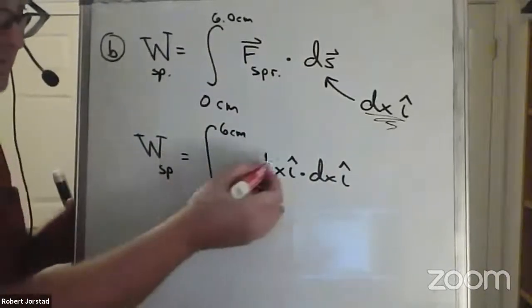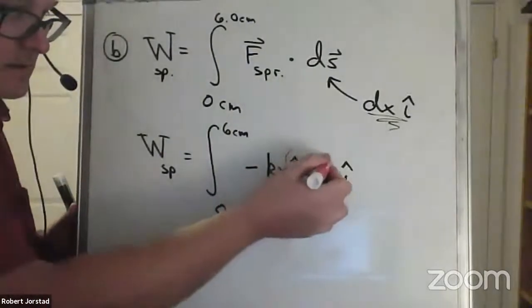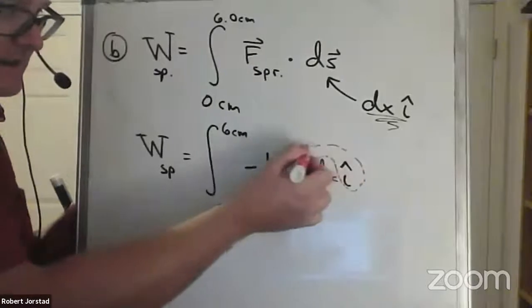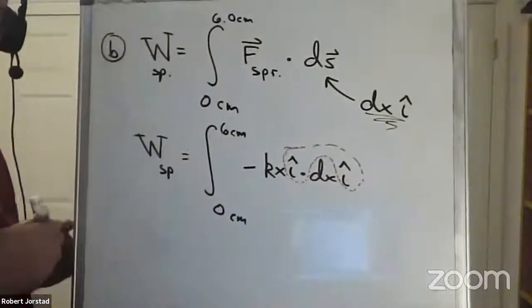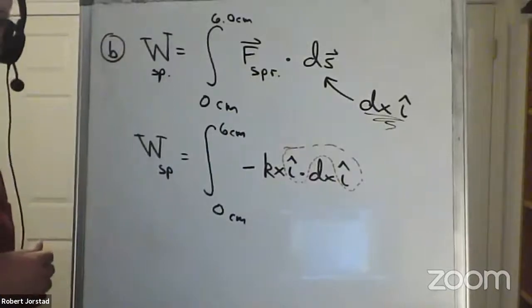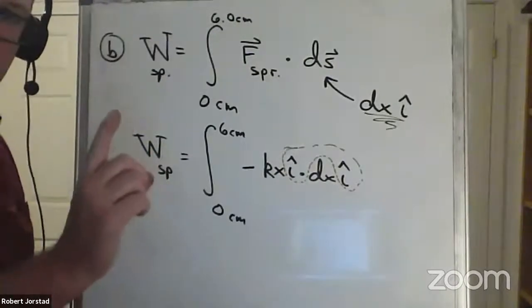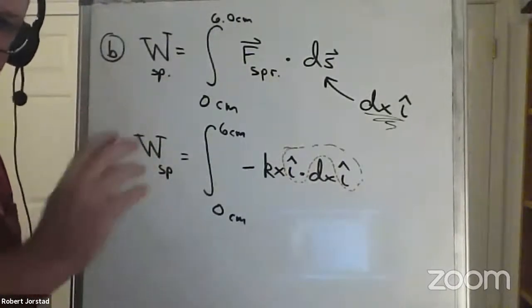Now look at this. What's I hat dot I hat? Isn't it a 1? It is. I hat dot I hat is 1. Any unit vector dotted with itself.